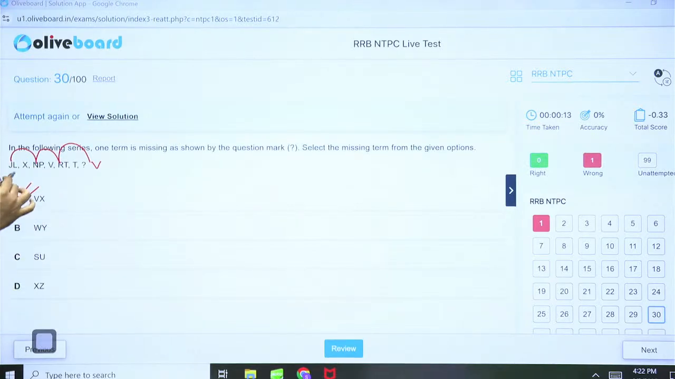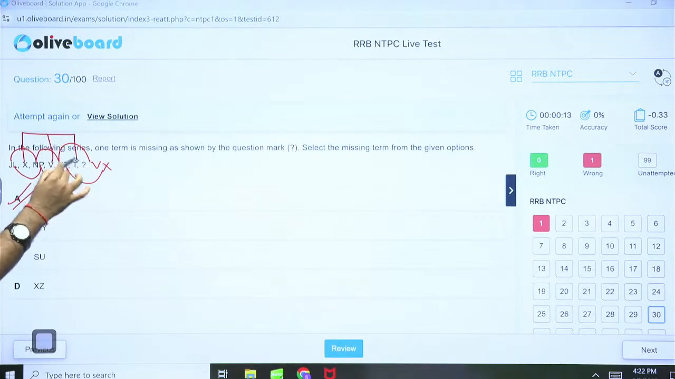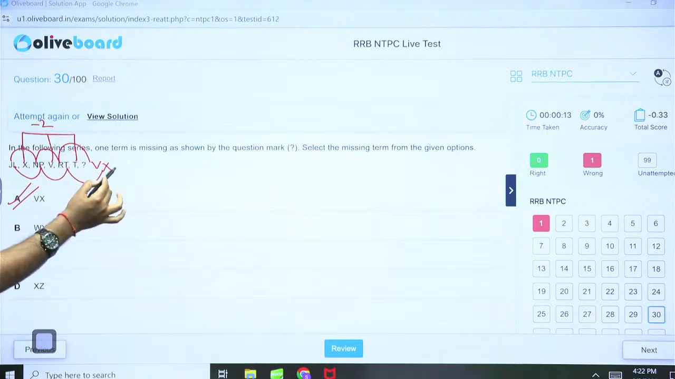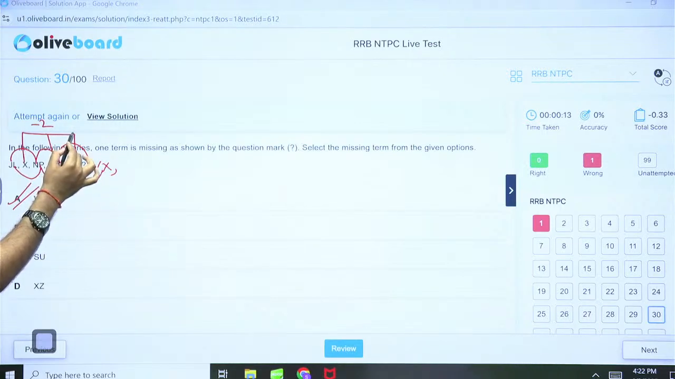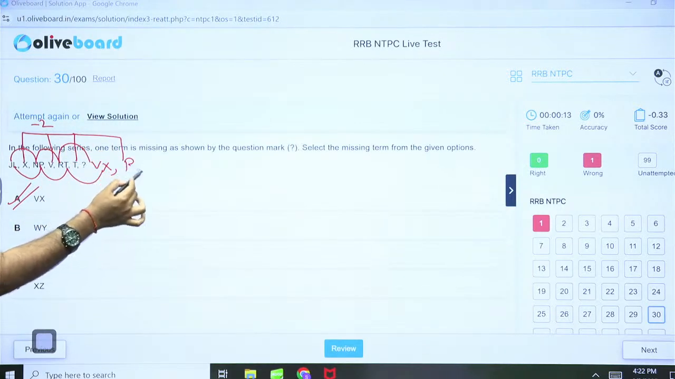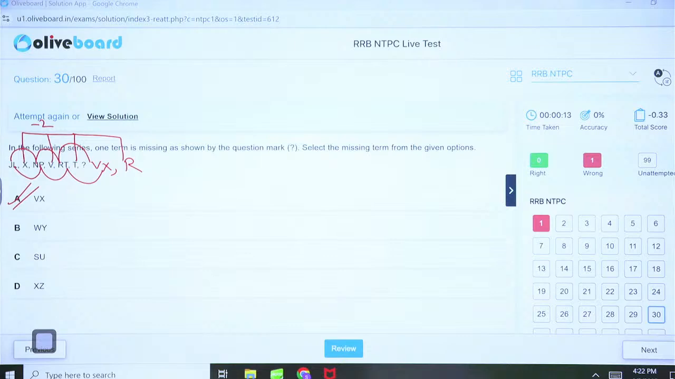Still, check it. L plus 4. So 12 plus 4, 16 plus 4, 20 plus 4, 24, that is X. So Vx is the right answer. What about this one here? So 24 minus 2, 22 minus 2, 20. So if there was something after Vx, we would have gotten 20 minus 2, that is 18, that is R. But they didn't ask you that. So our correct answer is option A, Vx.